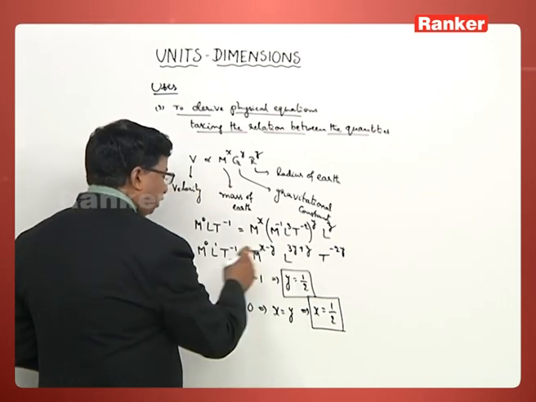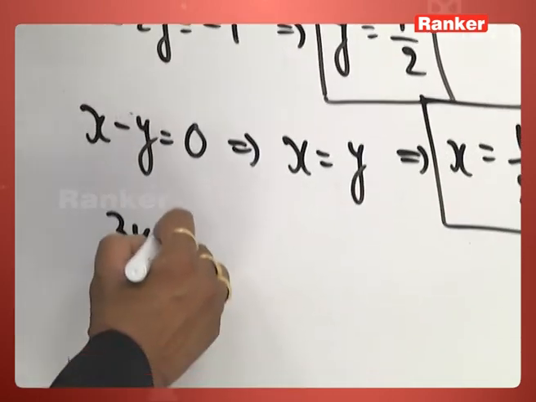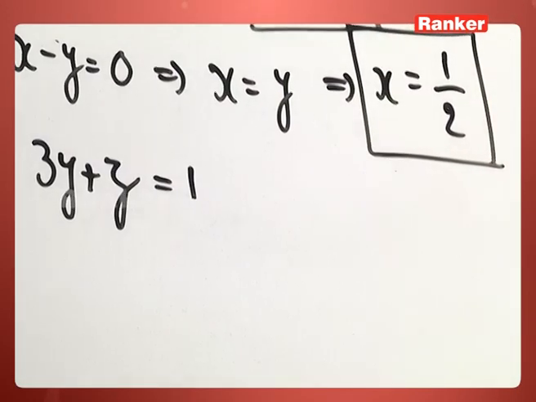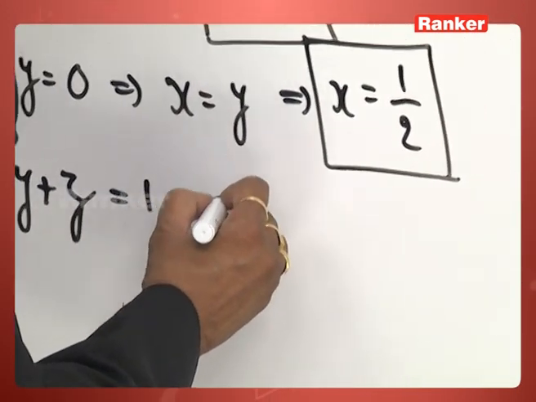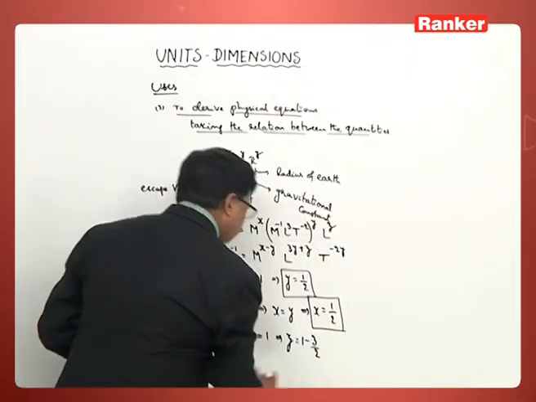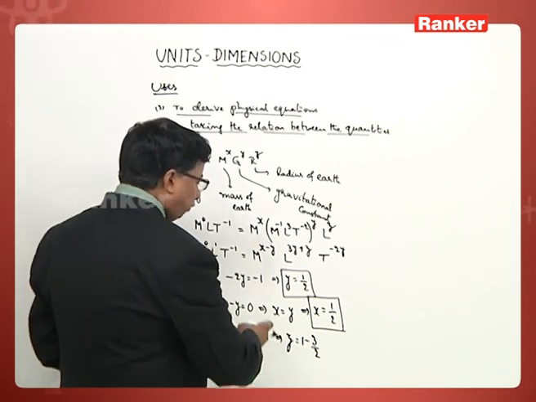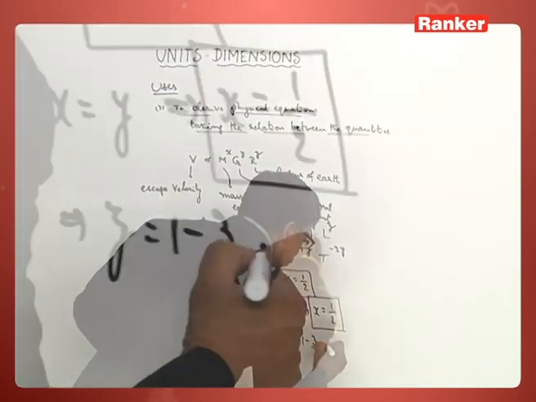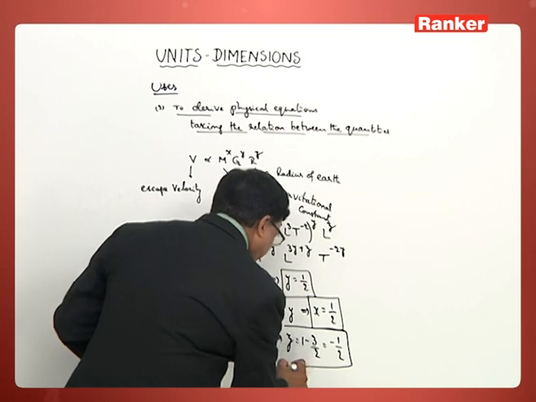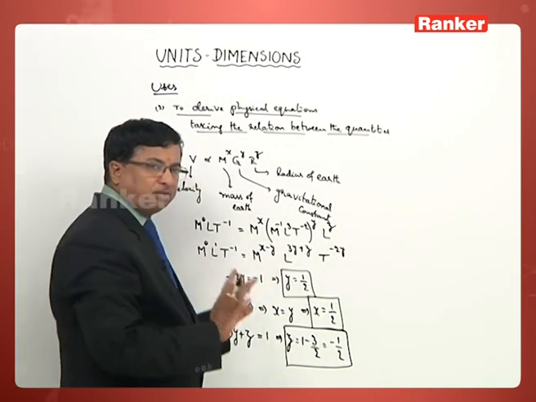Now, let us take the powers of L this time. It is 3y plus z is equal to 1. Therefore, I can say that directly z is equal to 1 minus 3y, y is half. So, 1 minus 3 by 2 now becomes minus half. So, the value of z is going to be minus half, x is plus half, y is plus half.